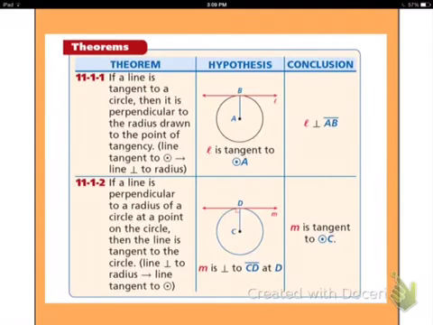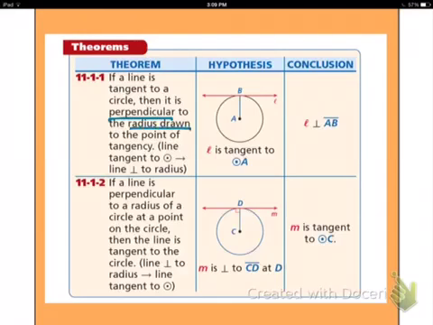All right, tonight we're going to talk about the theorems about a tangent line. Now remember, a tangent line is a line that only intersects a circle at one point. It does not go through the circle. And the theorem says if a line is tangent to a circle, then it is perpendicular to the radius drawn to the point of tangency.